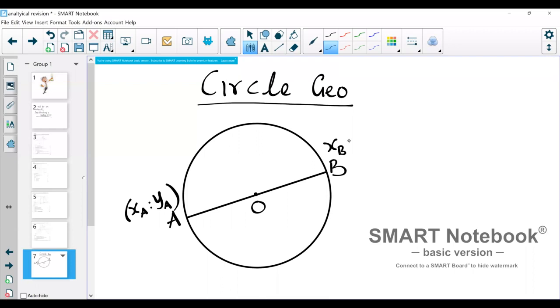XB and YB. The center of the circle will be known as small a and small b. That will be the coordinates of the center of the circle. Small a and small b.